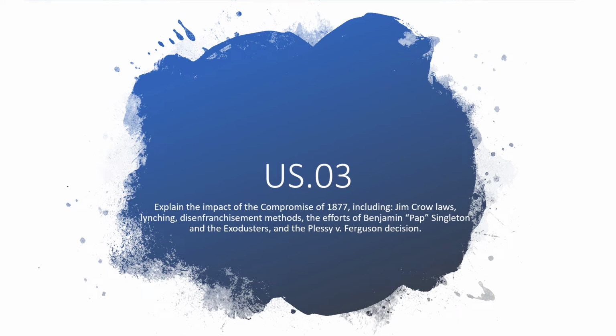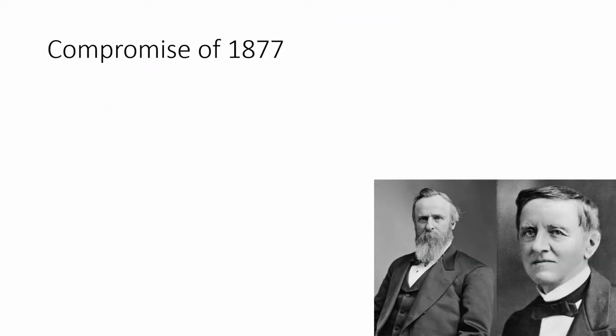Tennessee State Standard US 0.3 says to explain the impact of the Compromise of 1877, including Jim Crow laws, lynching, disenfranchisement, the efforts of Benjamin Pap Singleton, and the Exodusters, along with the Plessy versus Ferguson decision. The Compromise of 1877 is the first thing that we're going to focus on right now.